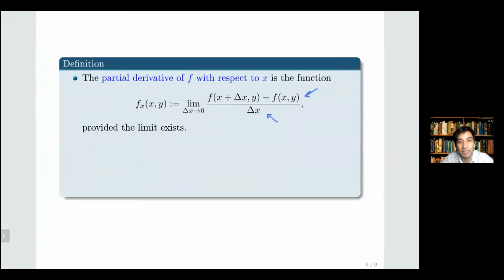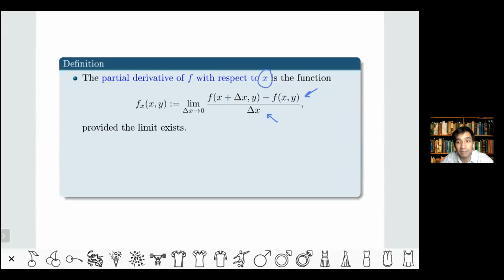So ito yung change in input na sa denominator, plus ito yung corresponding change in the output in the numerator as delta x goes to 0. Of course, provided the limit exists. Okay. Mapapansin nyo, partial derivative with respect to x kasi yung x lang yung nagbabago dito.